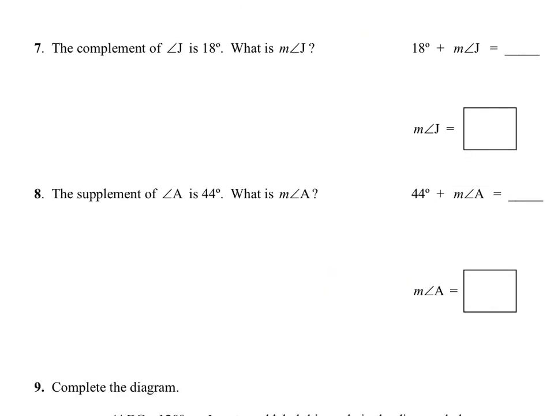On number 7, it says the complement of angle J equals 18 degrees. What is the measurement of angle J? So here's that C word, complement. So these two angles, when you add them together, are going to equal 90 degrees exactly. So 18 degrees plus the measurement of angle J equals 90 degrees. To find out what the measurement of angle J is, I'm going to subtract 18 from both sides. And I'm going to get the measurement of angle J is going to be 72 degrees.